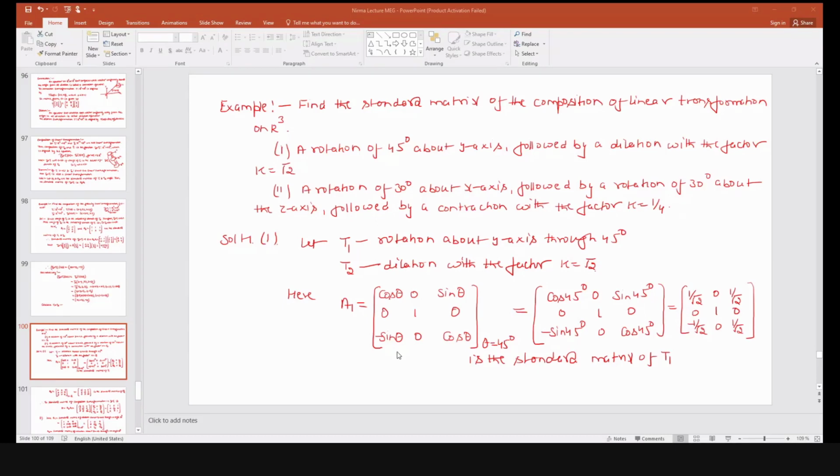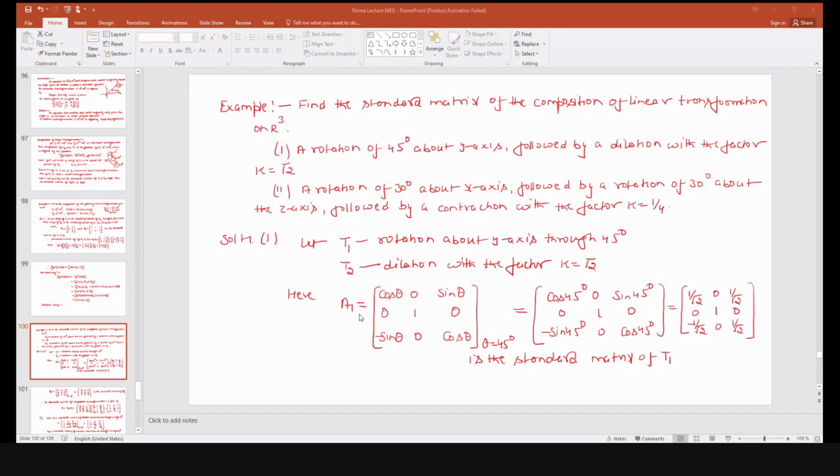Now how to calculate the standard matrix of a composition of linear transformations? A rotation of 45 degrees about the y-axis, which is followed by a dilation with factor k equal to root 2. So I will denote the first transformation, rotation about the y-axis through 45 degrees, by T1. And the second transformation, dilation with factor k equal to root 2, I will denote by T2.